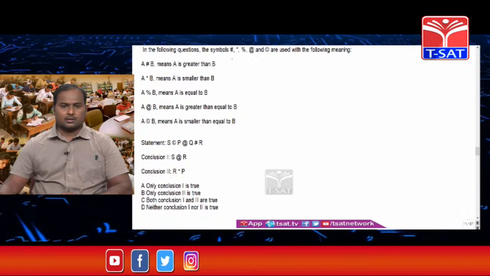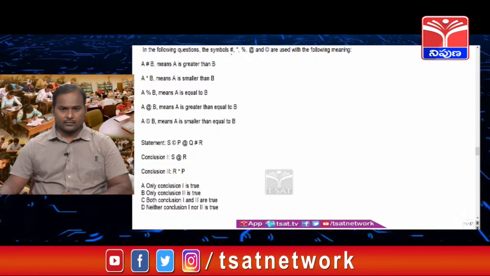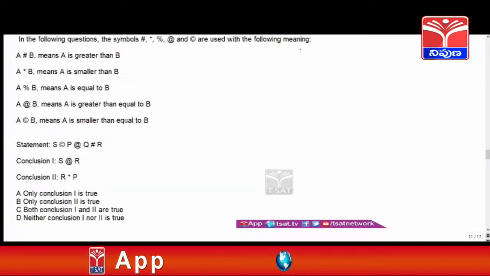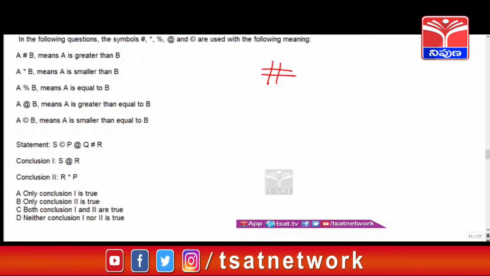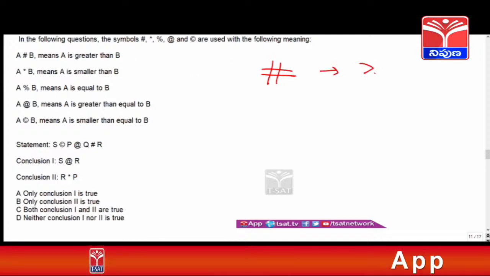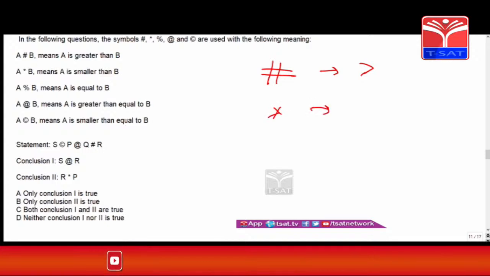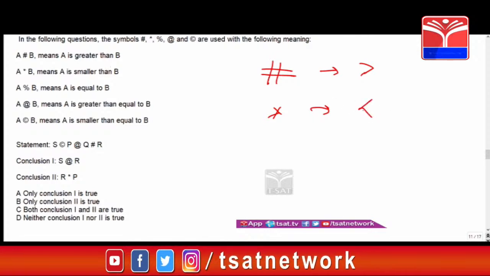In the following questions, the symbols hash, star, %, @ are used with the following meaning. So what exactly is it saying? The symbol A # B means A is greater than B. So obviously this symbol represents greater than. In the same way, we have A star B. So this star represents A star B means A is smaller than B. So this is the smaller symbol.